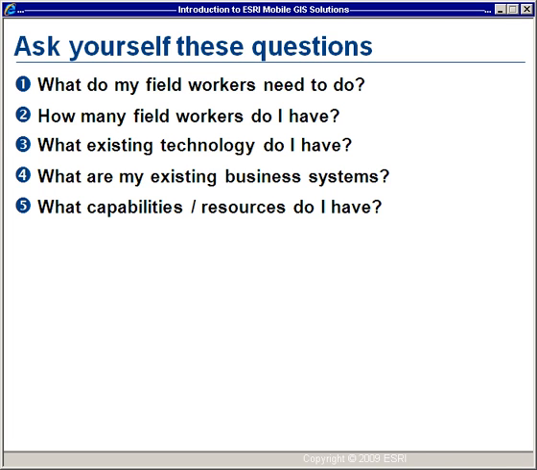What sorts of existing technology do I have in place? What devices do I have already within my organization, perhaps that I could leverage? What are my existing business or information systems? Can I improve on existing paper-based systems, or do I need to integrate with other enterprise systems? And finally, what are the capabilities or resources that I have to help me be successful in deploying my mobile GIS?